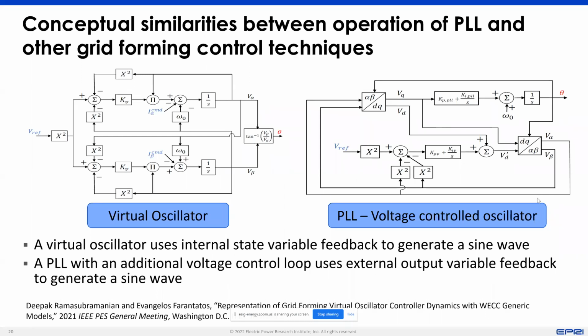If you have this setup, so you add a voltage controller to a PLL, you can generate a sinusoidal wave from this setup at the same angle as you have from a virtual oscillator. So a PLL-based system with fast voltage control added onto it can generate a sinusoidal wave on its own, the same way as a virtual oscillator generates a sinusoidal wave. It's all about how you manipulate the control.